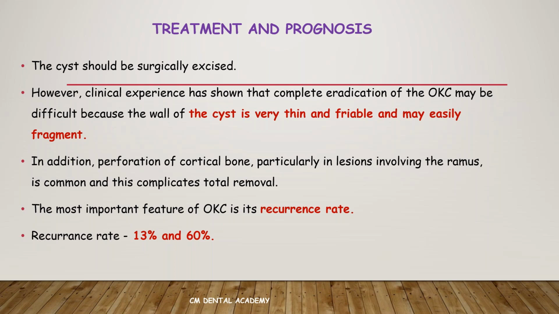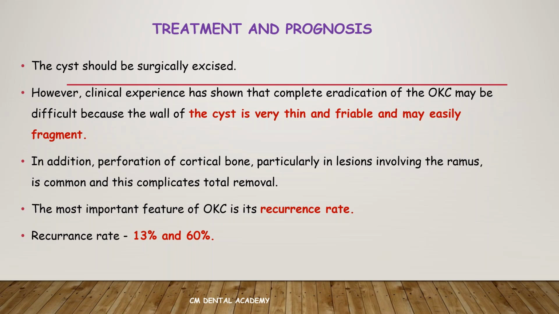However, clinical experience has shown that the complete eradication of the OKC may be difficult because the wall of the cyst is very thin and fragile and may easily fragment. In addition, perforation of cortical bone, particularly in lesions involving the ramus, is common, and this complicates the removal. The most important feature of OKC is recurrence.